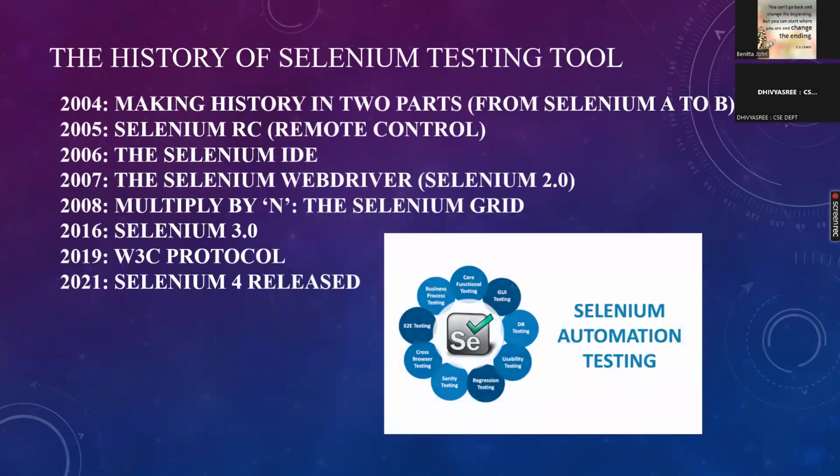Let us see the history of the Selenium testing tool. In 2004, the making of Selenium in two parts. In 2005, Selenium Remote Control, in 2006, Selenium IDE, in 2007, Selenium WebDriver, and in 2008, Selenium Grid. In 2016, Selenium 3.0 was introduced, and in 2019, the W3C protocol, which helped Selenium reach its greatest extent. And in 2021, Selenium 4 was released.